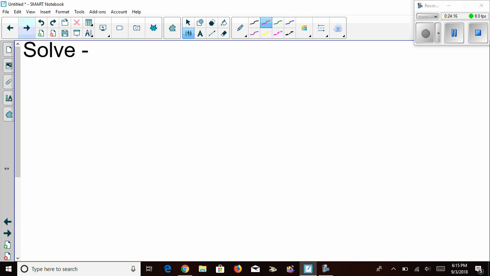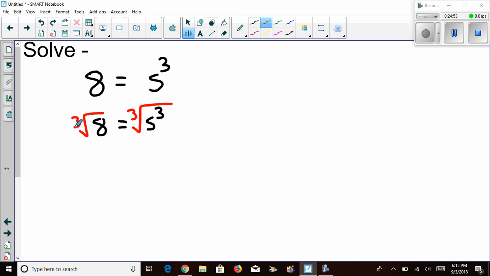Now for some examples of solving. You could be asked to solve 8 equals s cubed. I'm going to ask you to do the same thing as before. Start by rewriting the problem. Then, if I want to find what number to the third power equals 8, I need to go and find the root, or in this case, the cubed root. On the right, that leaves me with s.